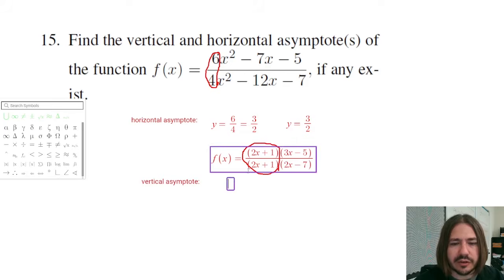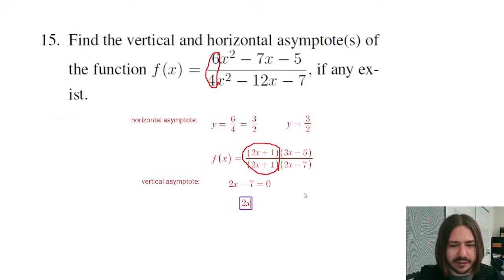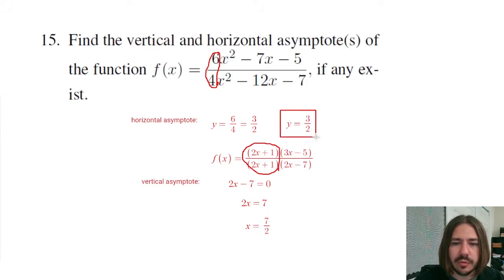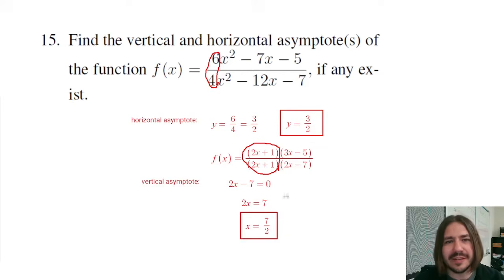So we want to set 2x minus 7 equal to 0, add 7 to both sides, and then divide both sides by 2. So now we have the equation of the horizontal asymptote, which is y equals 3/2, and the equation of the vertical asymptote, which is x equals 7/2.